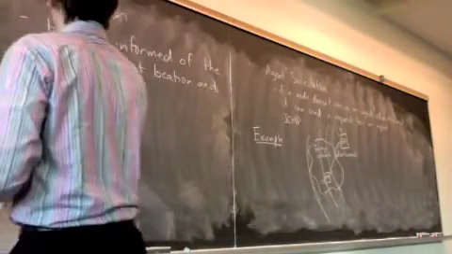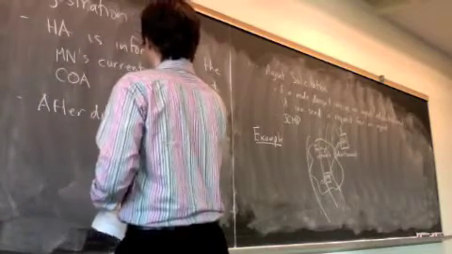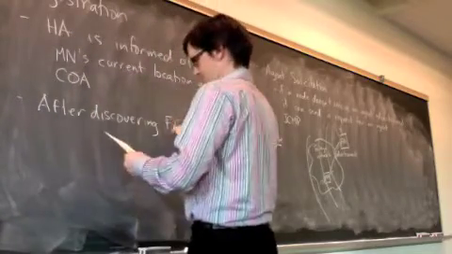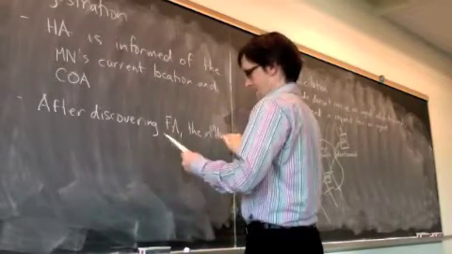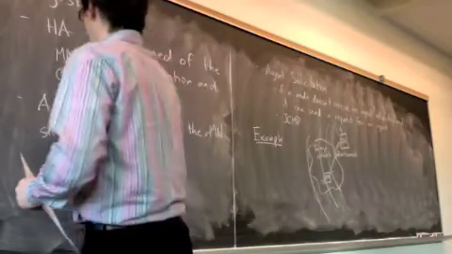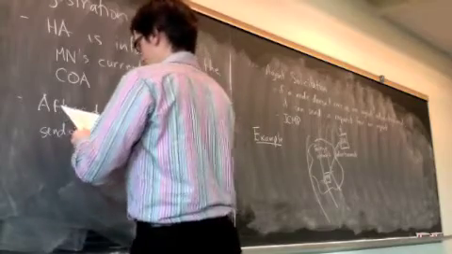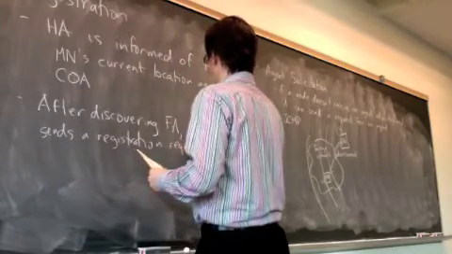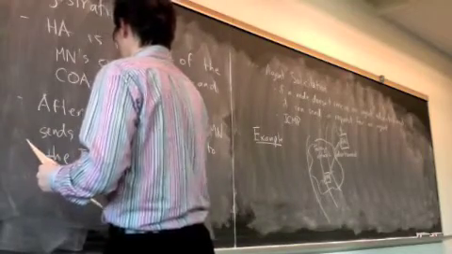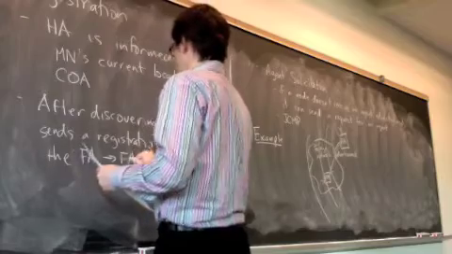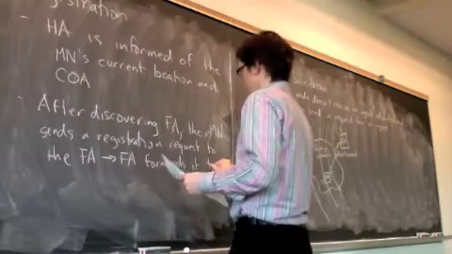So after discovering the foreign agent, the mobile node sends a registration request to the foreign agent, and the foreign agent forwards it to the home agent.